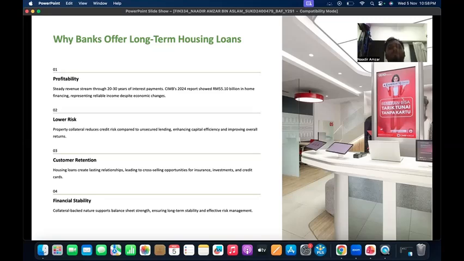Second, it's low risk because the loan is secured by property. If the borrower cannot pay, the bank can recover losses through the collateral. Third, it helps customer retention. Long-term borrowers tend to stay with the same bank, opening opportunities for selling other products like insurance or investments. Lastly, the interest supports financial stability. Secured loans help banks maintain a strong balance sheet and stable long-term performance.